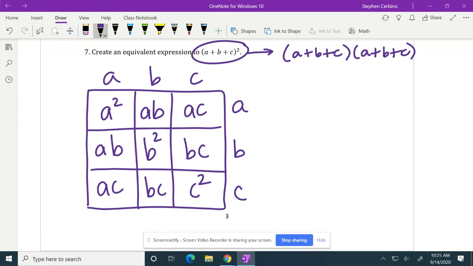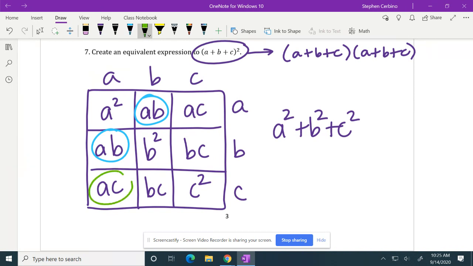So if we start to write this final answer, which is going to look kind of crazy, I'm going to write a squared plus b squared plus c squared. I'm going to get rid of all those things that are squared. They're not going to have any like terms. And then I'm going to look for like terms. I have a like term here. I have a like term here. And hey, look at that, I'll even use the fancy pen. I have a like term here.